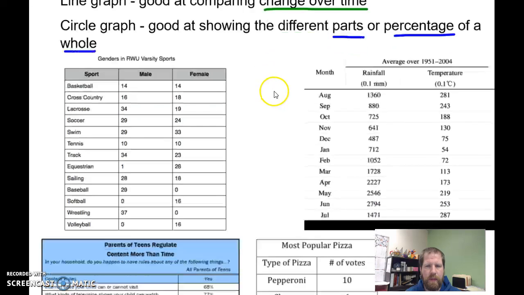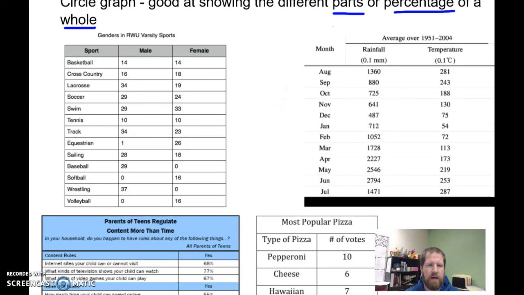If I'm looking at this, I'm looking at genders in sports, the number of students in different sports. Well, this looks like my categories, right? I've got all these different sports, and they're all sports, but they're definitely separate. We're not really showing the same thing. So these are different categories, which means that this is going to be a bar graph.